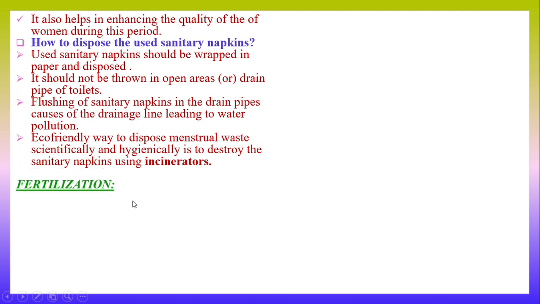Now we pass on to the next topic, that is fertilization. Fertilization, what do you mean by the next level?